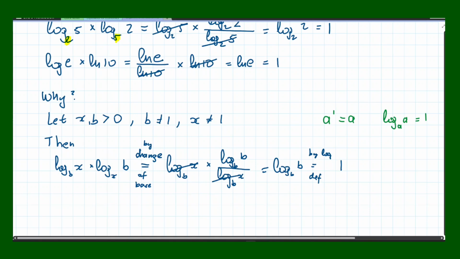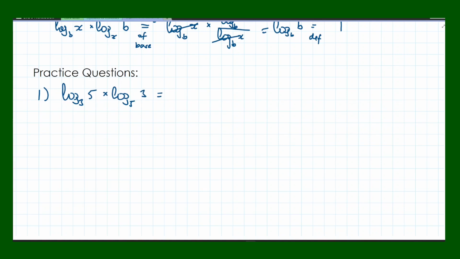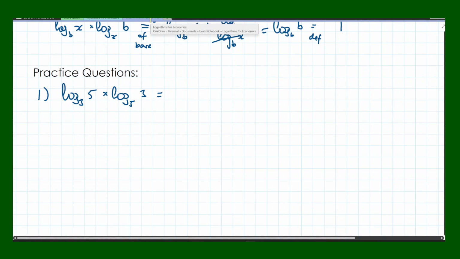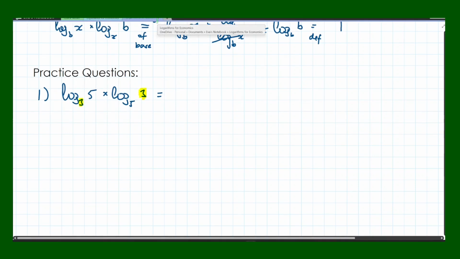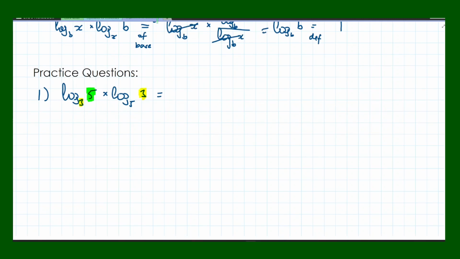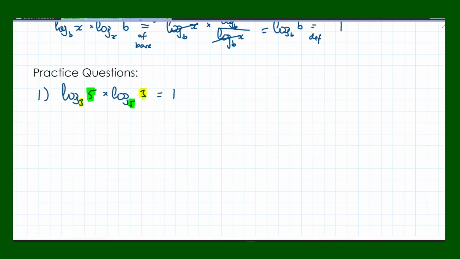So let us make a little bit more space and then start to do some practice questions. Question number 1 is going to be log_3 5 times log_5 3. Well, this is just a direct application of the rule. Why? Well, we recognize that the base of the first log in the multiplication is the argument of the second log in the multiplication. And furthermore, the argument of the first log is the base of the second log. So we can just replace this whole expression by 1. Wasn't that nice and easy?